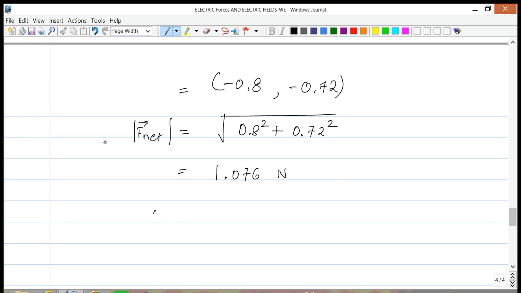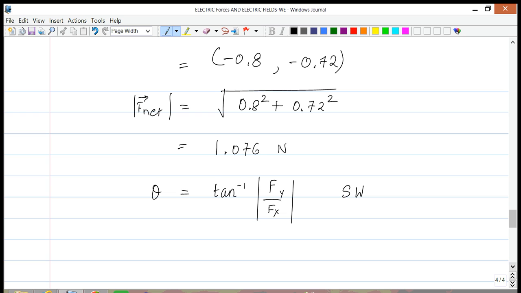Let us also find the direction. If you recall, direction is tangent inverse of the y component of the vector over the x component. Once again, we'll take absolute value signs and we'll put the appropriate quadrant, which is obvious in this case because the x and the y are both negative, and so my quadrant is going to be southwest, or the third quadrant, or you can give it an appropriate angle. So our values are going to be tangent inverse of 0.72 over 0.8, which happens to be about 42 degrees southwest.